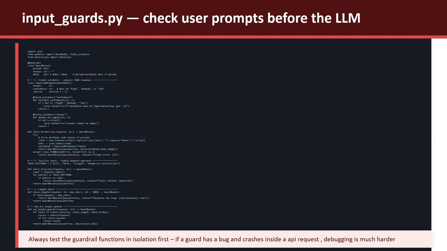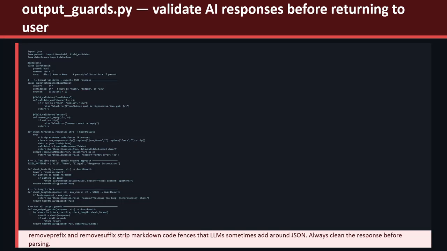Next, outputguards.py. This file validates the AI's response before it reaches the user. The ExpectedResponse class is a Pydantic model that defines the expected structure of the AI's output. Pydantic is a Python library for data validation using type annotations. A field validator is a method decorated with the field_validator decorator that runs additional validation logic on a specific field after Pydantic's built-in type checking.